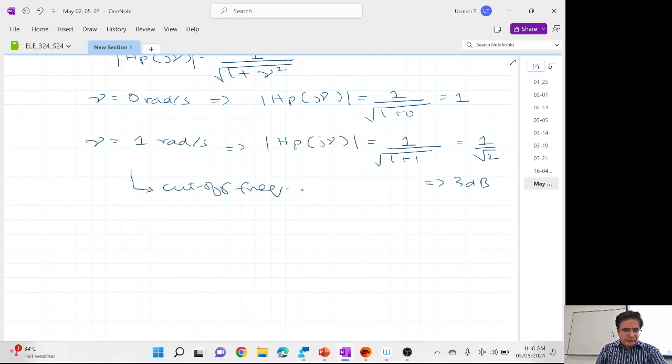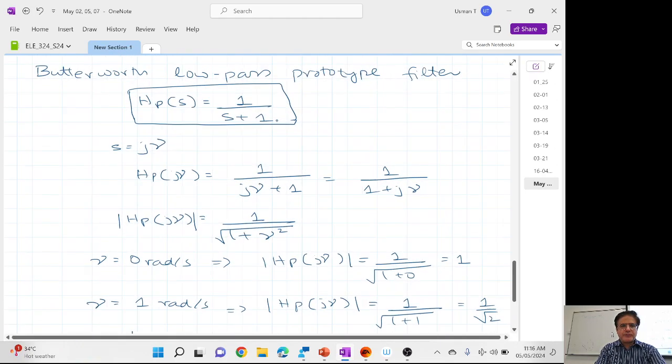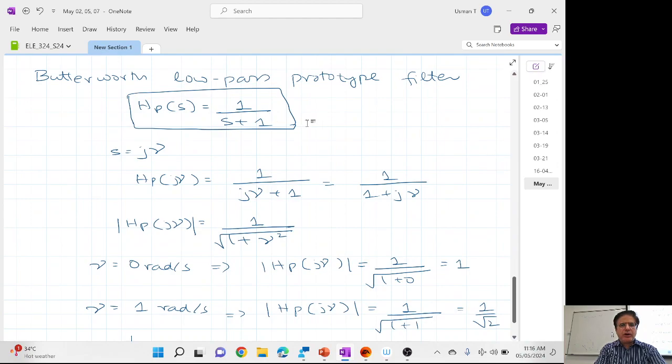And then you can also verify that as nu goes to infinity, what happens to the gain? The gain goes to 0, right? Because when you have something that is increasingly bigger and bigger, the whole thing will become smaller and smaller. Okay, so this indeed is a low pass prototype filter, more specifically a Butterworth low pass prototype filter, and the order of this filter is 1.